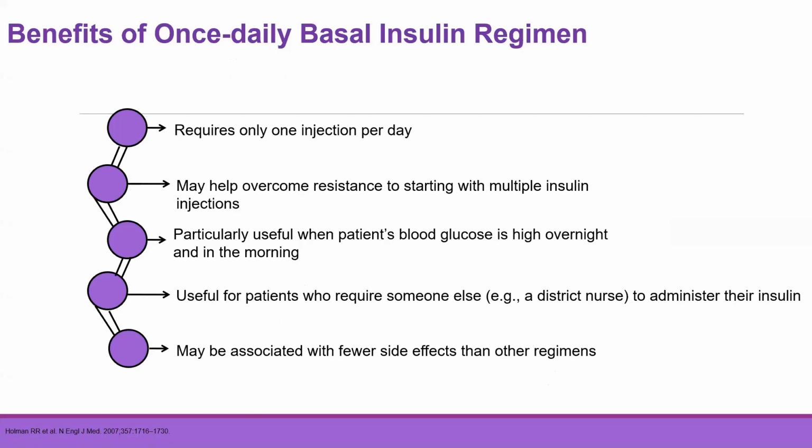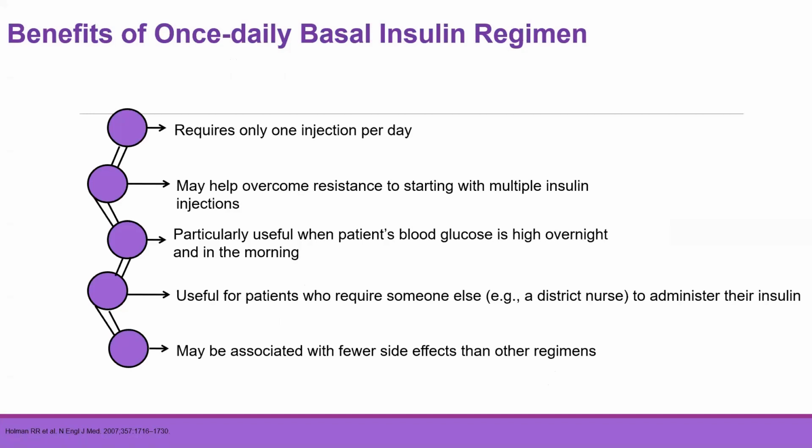So what are the benefits of a once daily basal insulin regime? It requires only one injection per day. It helps overcome resistance to starting multiple insulin injections. It is particularly useful when the patient's blood glucose is high overnight and in the morning, and useful for patients who require someone else to administer their insulin.